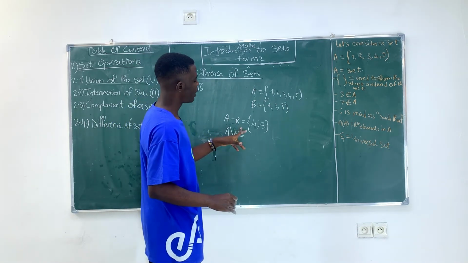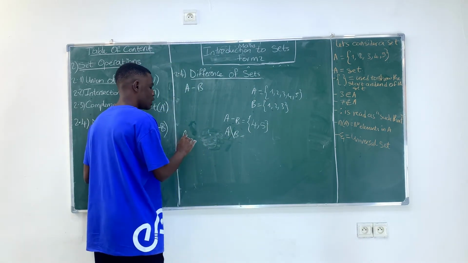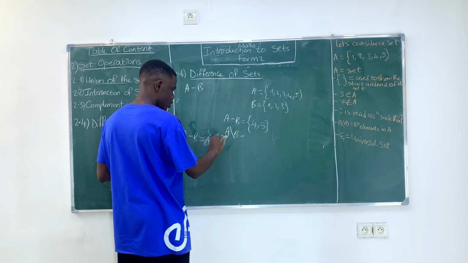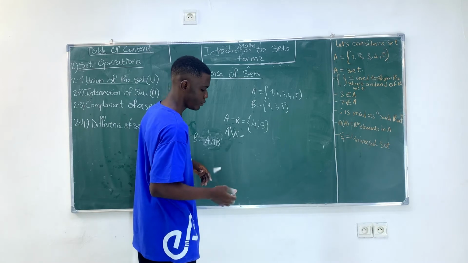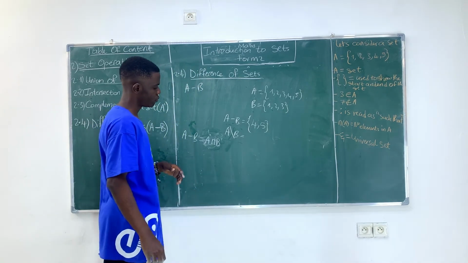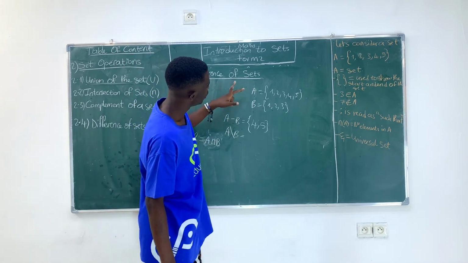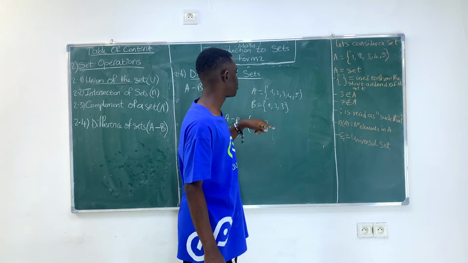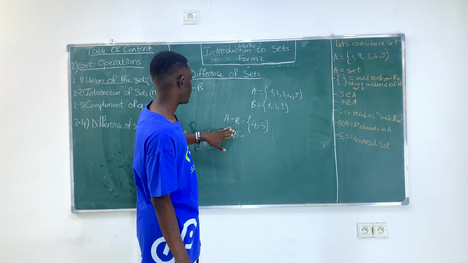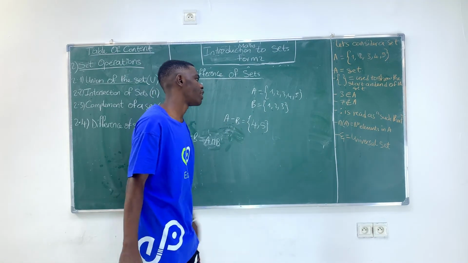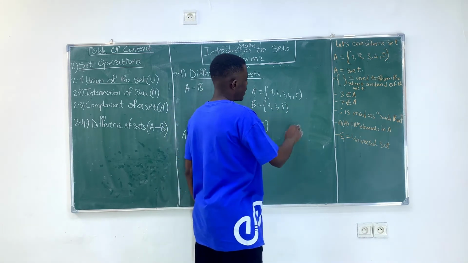So if you don't know what A minus B is, the formula is A minus B is equal to A intersection B prime. So A intersection B prime, you see that? So what was our A minus B equal to here? Our A minus B was equal to 4 and 5. Let's see A intersection B prime.